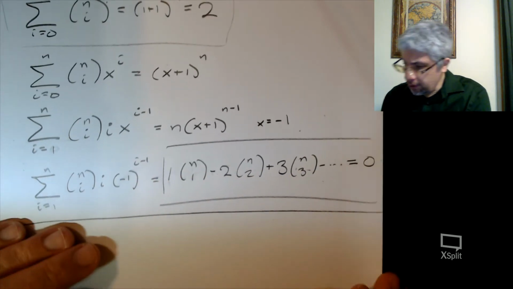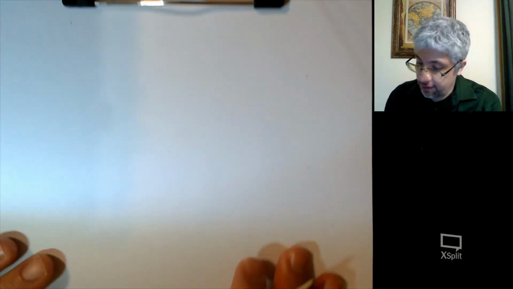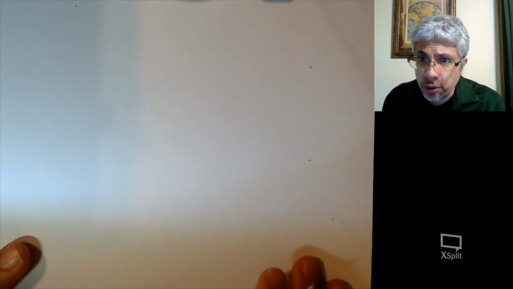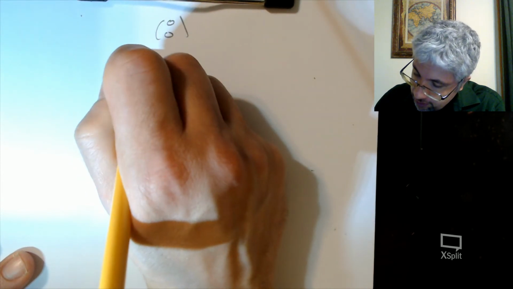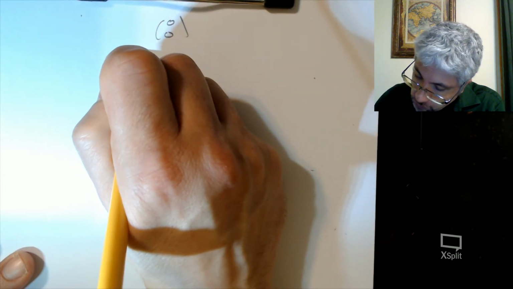Maybe I want to talk about this. What would happen if we just wrote out what these binomial coefficients were? So I'm just going to write this.